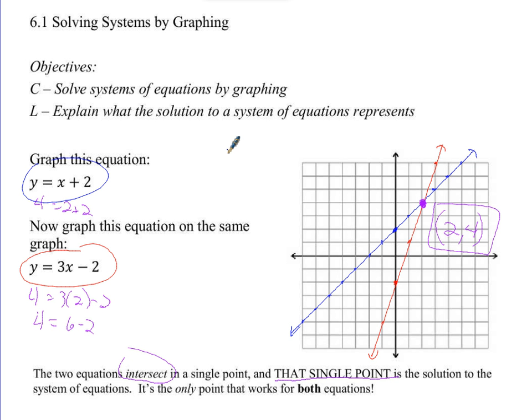So this entire chapter is about finding that ordered pair, where two equations cross. We're going to come up with lots of different ways to solve these systems of equations, but they're all saying exactly the same thing: what ordered pair makes all of the equations true?